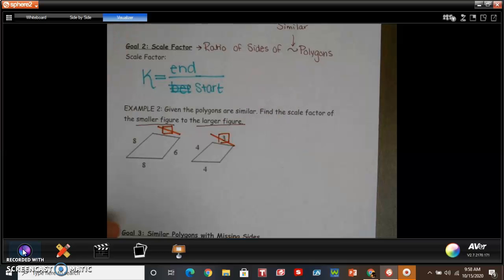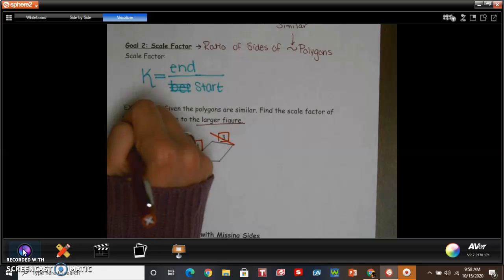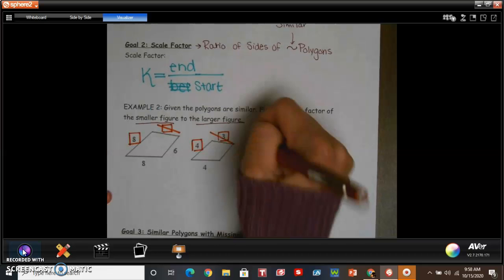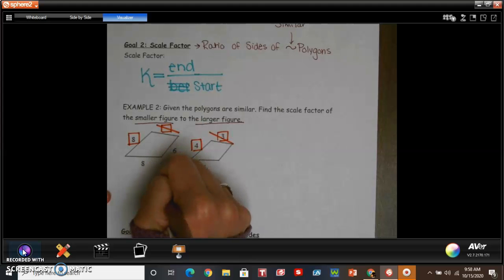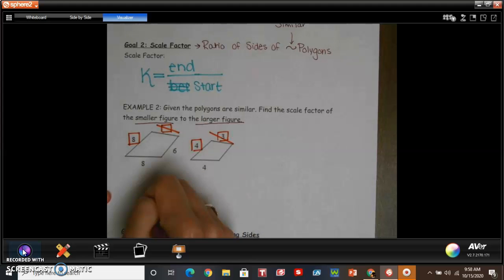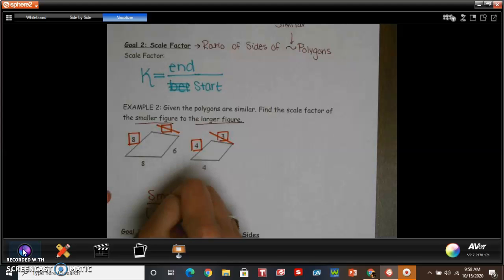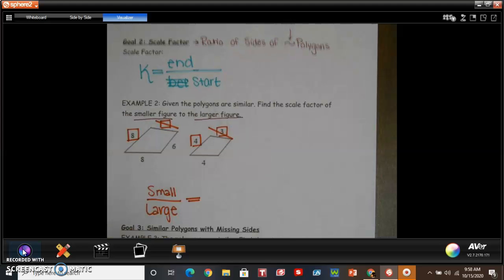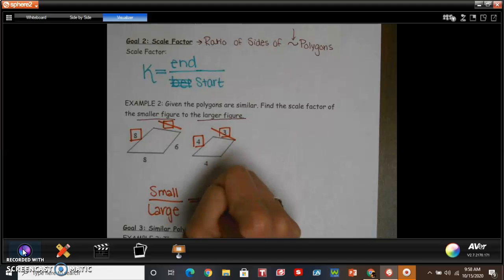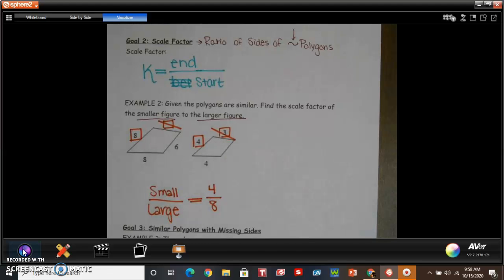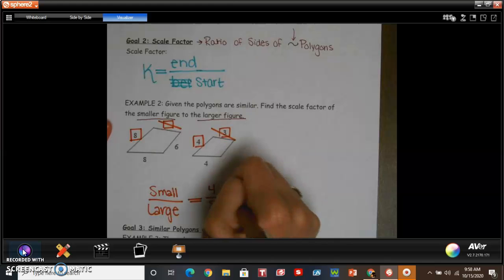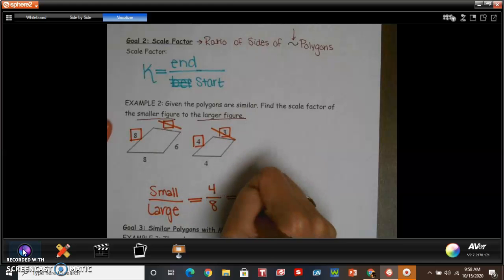We know 4 over here. Do we know what it corresponds with? Why, yes, we do. 8. Remember, we're going small over large. That's what they want. Small to large. So our small number is 4. Our large number is 8. And let's see if it can simplify. It can. It simplifies to 1 over 2.